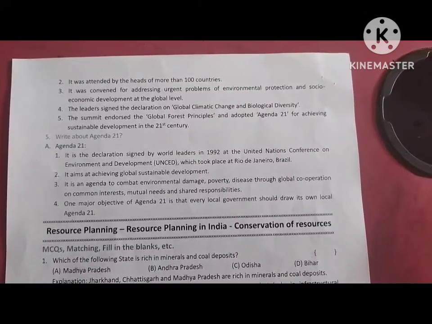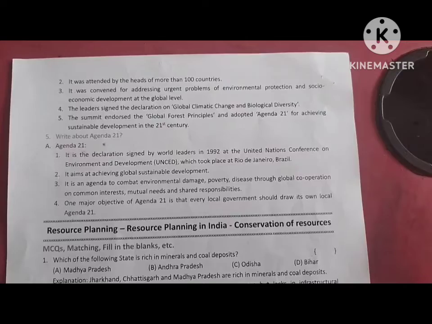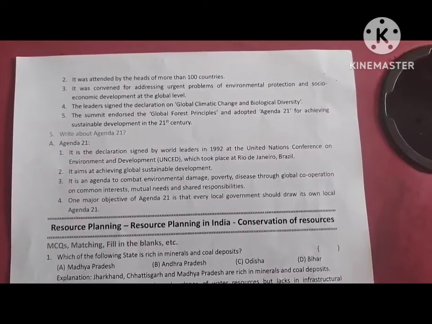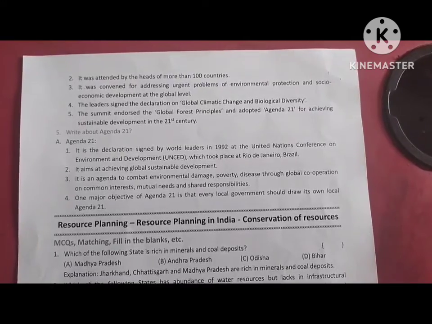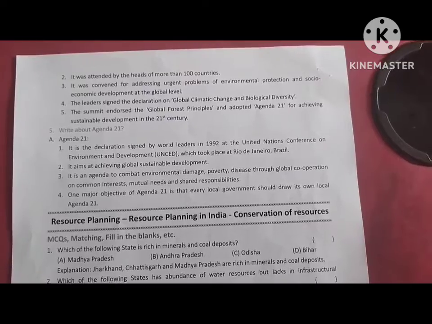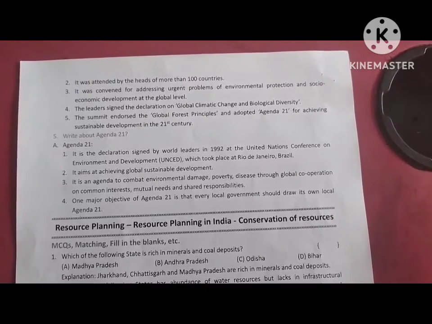Fourth point, a major objective of Agenda 21 is that every local government should draw its own local agenda. Next question, describe the different steps of resource planning.